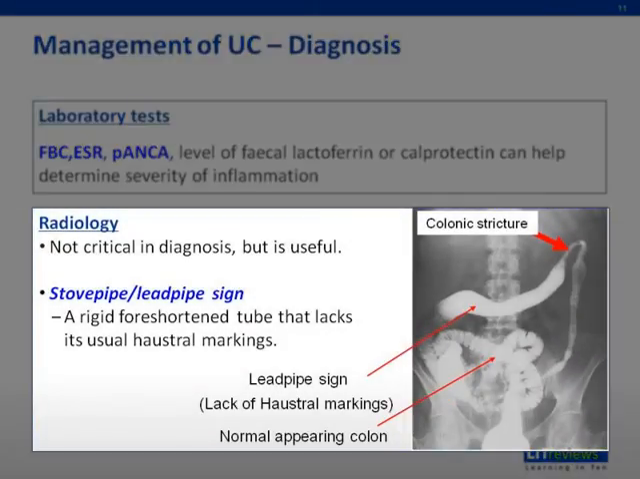Neither the American College of Gastroenterology nor the British Society of Gastroenterology recommends routine radiographic testing in persons with suspected ulcerative colitis. However, a double contrast barium enema is useful when endoscopy is not readily available or when colonic strictures prevent a thorough evaluation. This is an example of a barium enema demonstrating the classic stovepipe or lead pipe sign, a contiguous superficial inflammatory process associated with loss of haustration, suggestive of ulcerative colitis. In this patient, there is also a colonic stricture.